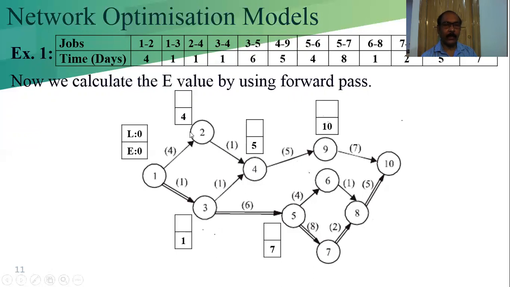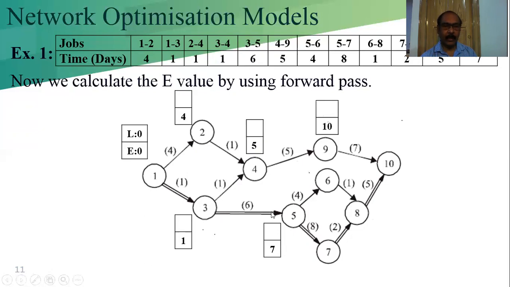So in the forward pass, we have to consider the maximum value. Out of this, 4 plus, that means E2 plus T24. This is the normal time of T24. We are getting the 5, and here E3 plus T34 plus 1, we are getting the 2. So 5 and 2, the maximum is the 5, that's why 5 is here.